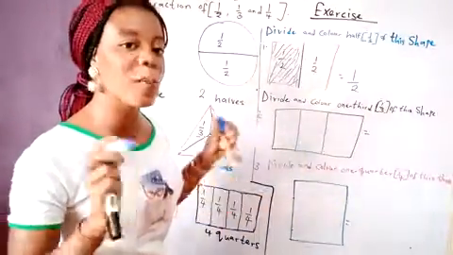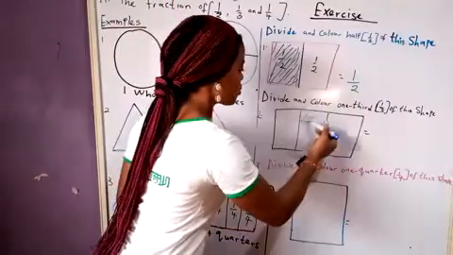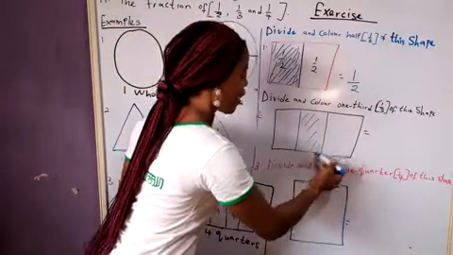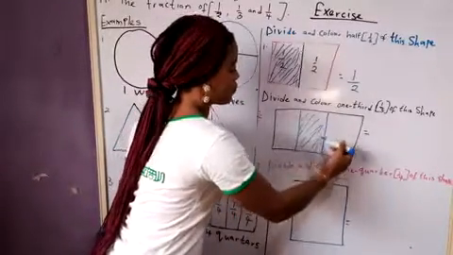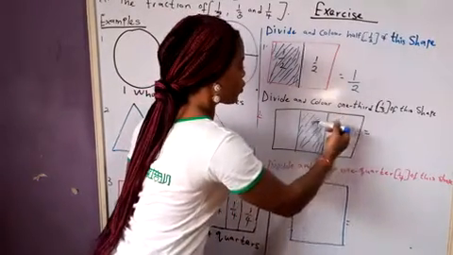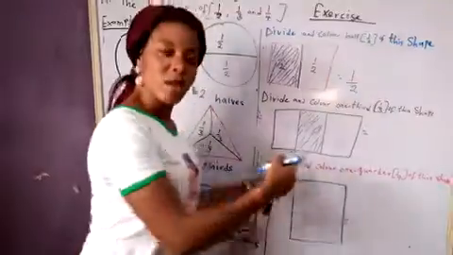After dividing it, then shade one part. You can shade any part you like. You can decide to shade this. Now I'm shading mine. Children, continue shading yours. Shade your own. After you color your own, then now let's solve the answer.